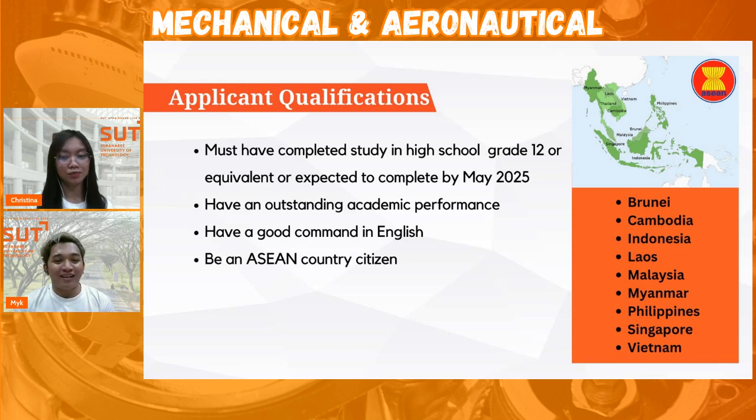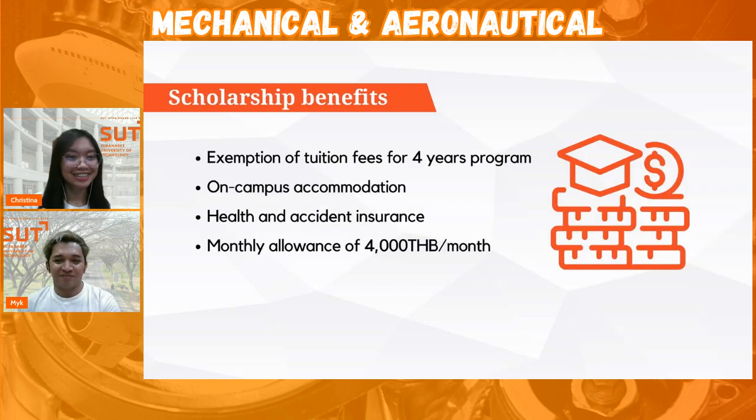So here are the applicant qualifications if you are interested. First, you must have completed high school grade 12 or equivalent, or be expected to complete by May 2025. Have an outstanding academic performance, have a good command of English, and be a citizen of an ASEAN country such as Brunei, Cambodia, Indonesia, Laos, Malaysia, Myanmar, Philippines, Singapore, and Vietnam. If you are interested, the application for the Royal Scholarship is still open.